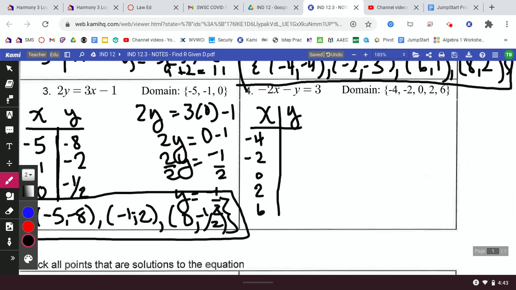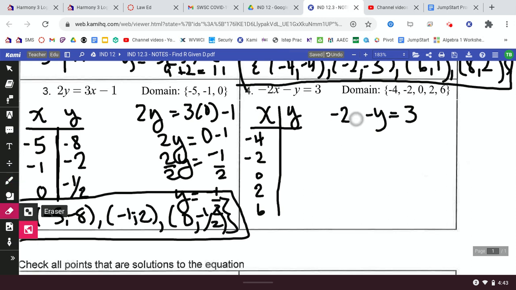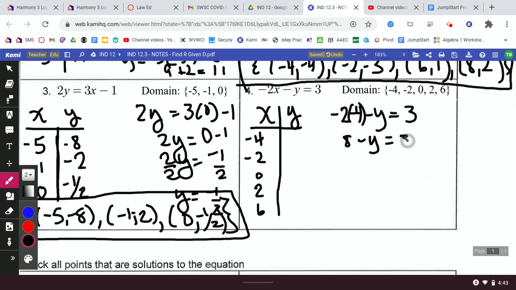So we're going to do that by plugging in again. So we've got -2x minus y equals 3. And so that's our equation. And what I'm going to do here is I'm just going to remove that x, right? And in place of the x, I'm going to put -4 because that's my first one. So I just took the equation, I replaced the x with our first domain, which is -4, and now I'm going to evaluate it. Well, -2 times -4 is +8 minus y equals 3.